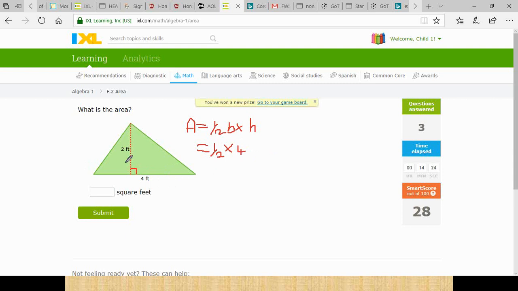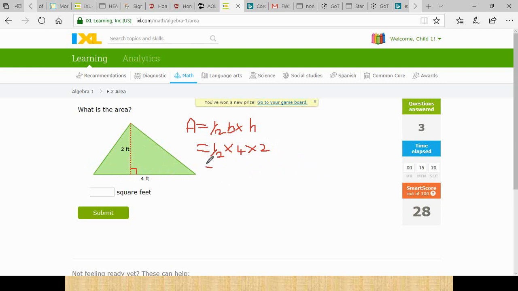Do you understand the difference between base and height? When you say the base of something, that means where it rests. The base of the pot is the bottom of the pot where it rests on the stove or the table. So this is the base of the triangle. It's 4 feet. The height is the perpendicular from the base up to the peak of the triangle. So what's the height of the triangle? What is the height of the triangle? 2 feet. Okay, so that's 2 feet.